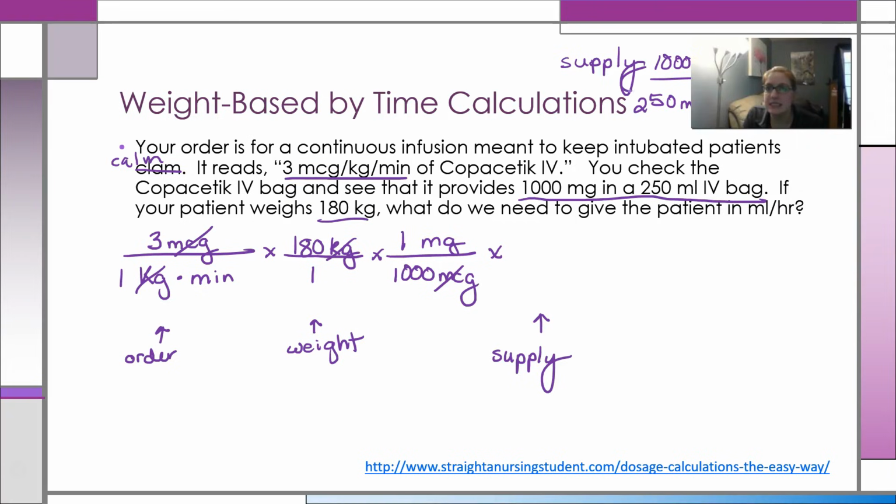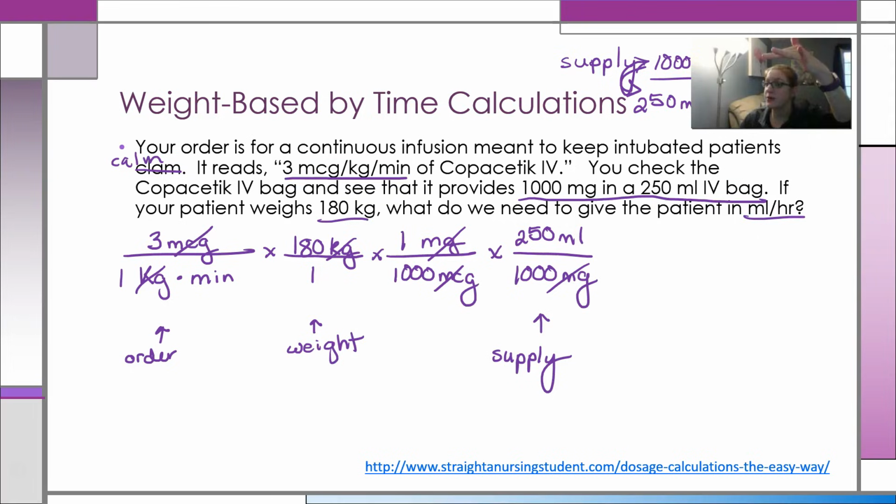Now, of course, this needs to be flipped because milligrams need to cancel diagonally. And milliliters will be on top. Boom, boom, shakalaka. So we have milliliters on top, minutes on bottom. Are we done? Did we just finish the problem? Not quite yet, because our answer needs to be in milliliters per hour.